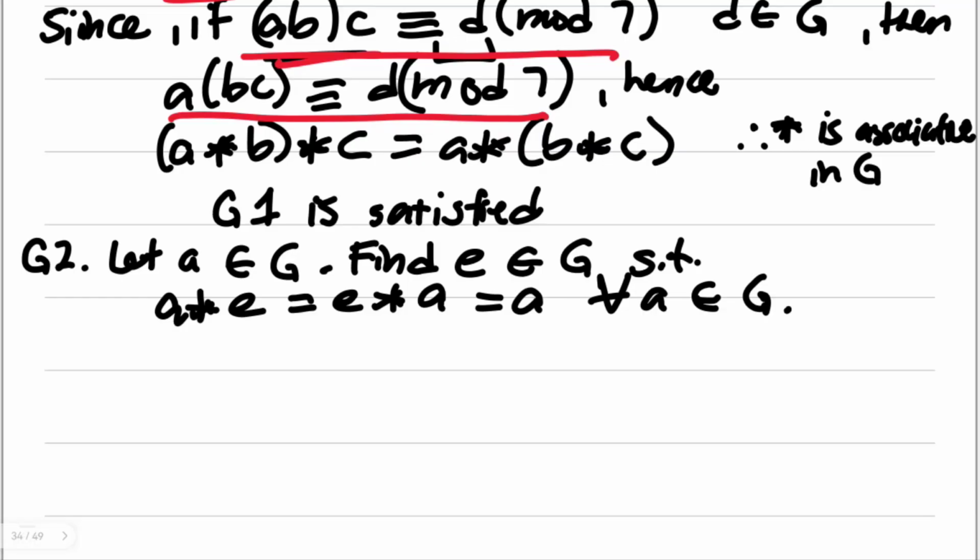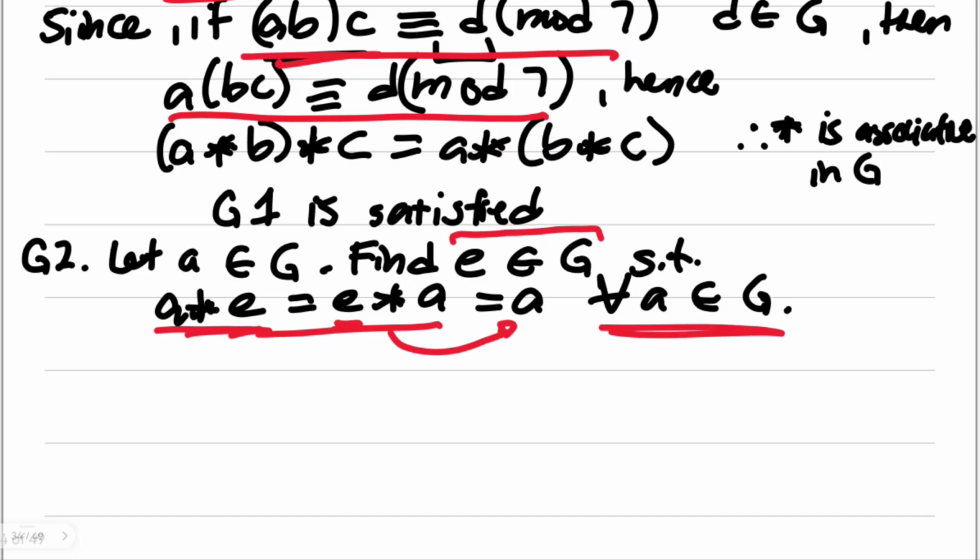This means that if we could guarantee a certain value of E that, when operated with A, which is already an element of G, will just return A, and that E is still an element of G. This is true for all elements in G. That means E is our identity, and there exists an identity element. If the identity element is not present, then we cannot guarantee that the set is a group.